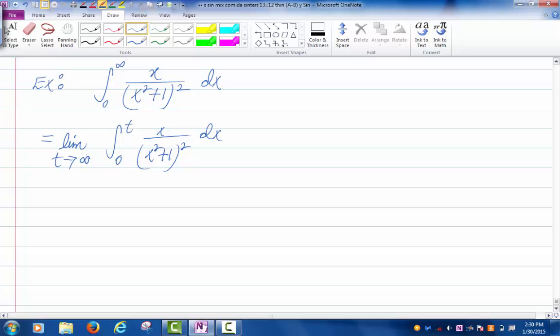So what I want to discuss now is why the objective function achieves its optimal solution at x equals 2. What should I do in order to compute that integral? Very good, the substitution u equals x squared plus 1.